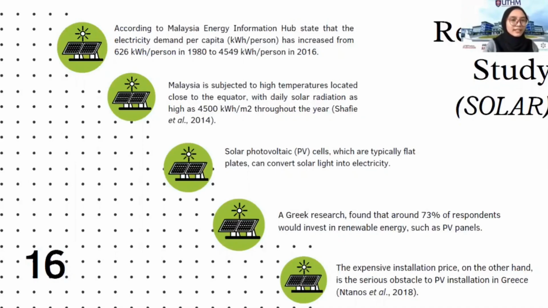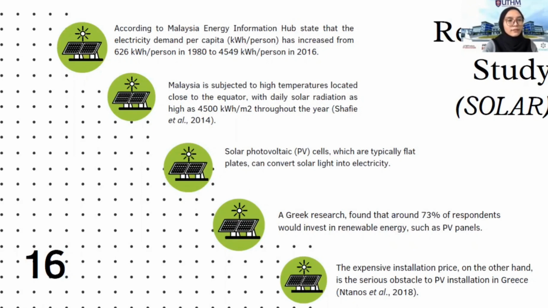About relevant study in solar. According to the Malaysia Energy Information Hub, the electricity demand per capita, kilowatt hour per person, has increased from 626 kilowatt hour per person in 1980 to 4,549 kilowatt hour per person in 2016. Malaysia is subjected to high temperature, located close to the equator, with daily solar radiation as high as 4,500 kilowatt hour per meter square throughout the year.